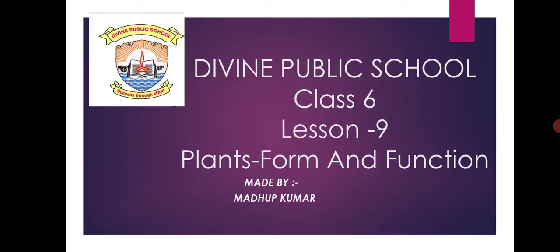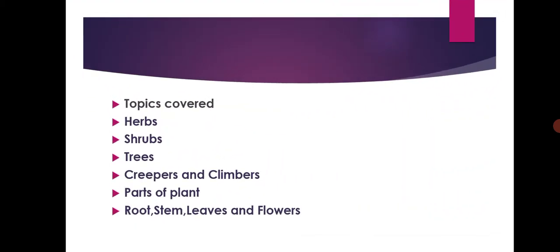I am going to explain the ninth chapter, Plant, Form and Function. Here in this topic, beta, we will study the herbs, shrubs, trees, creepers and climbers, and the parts of a plant, that is root, stem, leaves and flower.